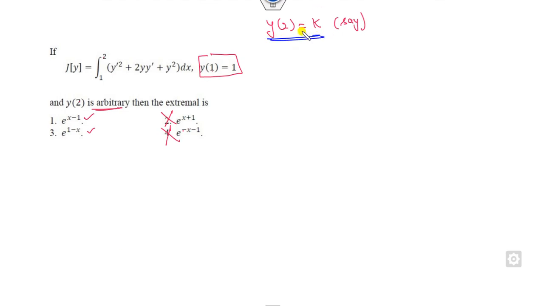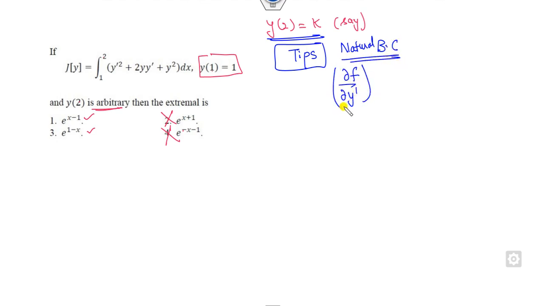Whenever there is a condition which is not given to you, what is the shortcut tip for you? Always you can apply the natural boundary condition. What is that? You can start here, then at the point of the upper limit, it will be 0. That's the simple shortcut tip for you. So what is the partial derivative? This is my f. What is the partial derivative with respect to y dash? So 2y dash plus 2y at x equal to 1 is 0.